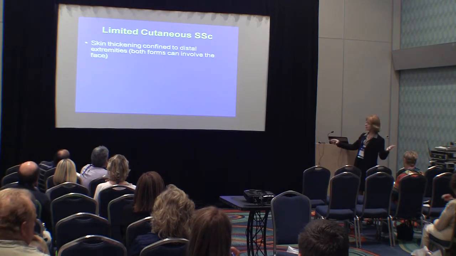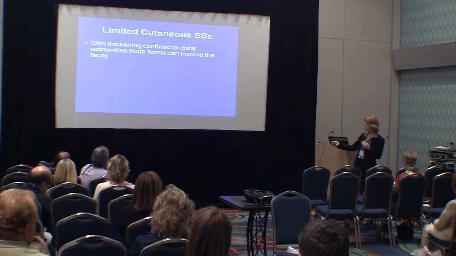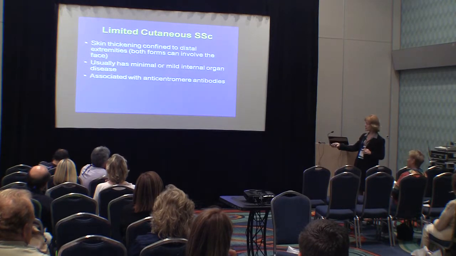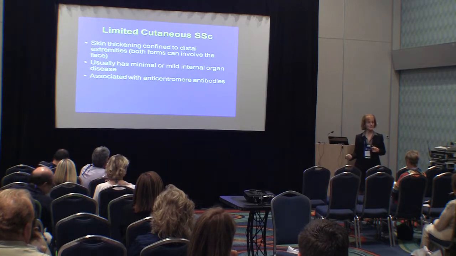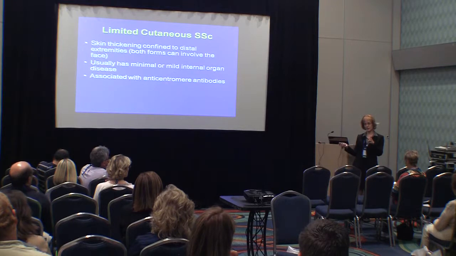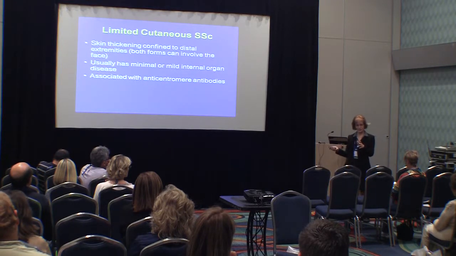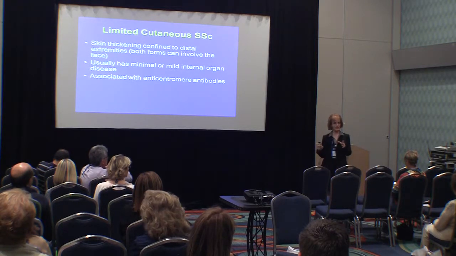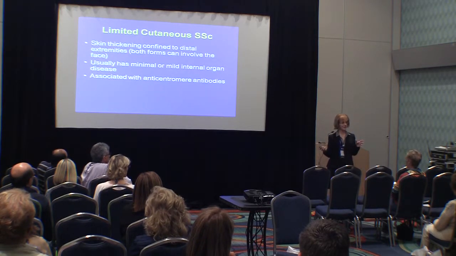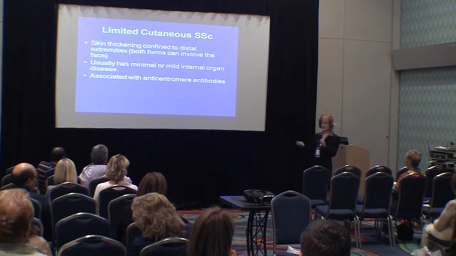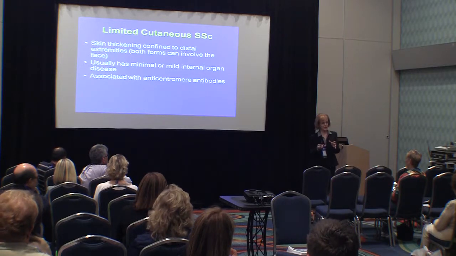Limited disease, so skin thickening confined to the distal extremities, and usually it has more mild internal organ involvement, and it's associated with something called the anti-centromere antibodies. Now, most people with scleroderma will have a positive ANA, which is an anti-nuclear antibody. That happens in about 90% of scleroderma patients. Does anybody here know if they have a positive ANA? Yeah. I mean, you should. This is sort of basic scleroderma stuff that you should be aware of.